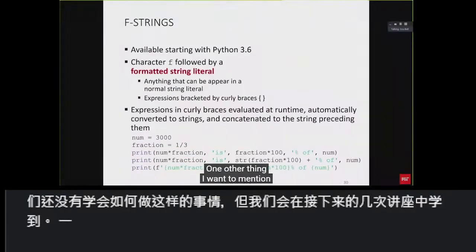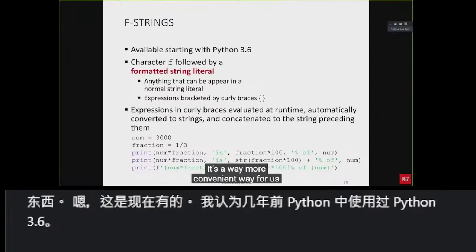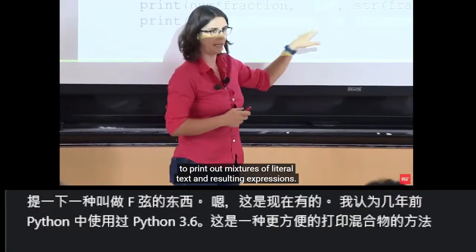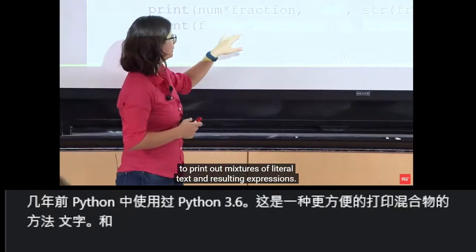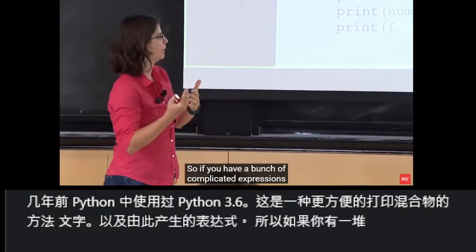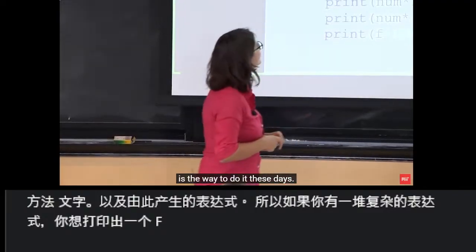One other thing I want to mention is this thing called an F string. It's something that became available, I think, a couple years ago with Python 3.6. It's a way more convenient way for us to print out mixtures of literal text and resulting expressions. So if you have a bunch of complicated expressions you want to print out, an F string is the way to do it these days.